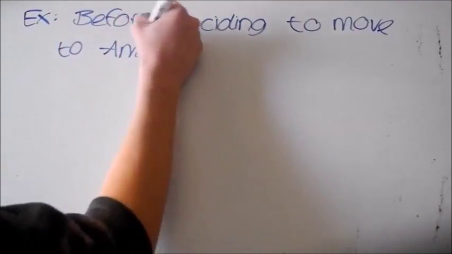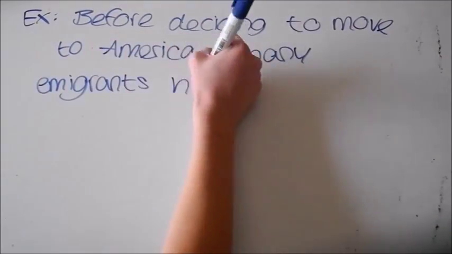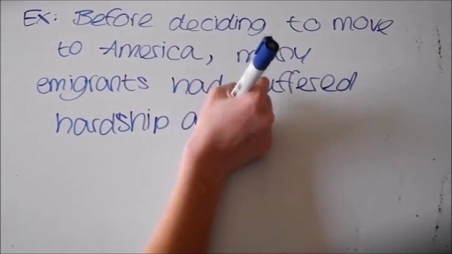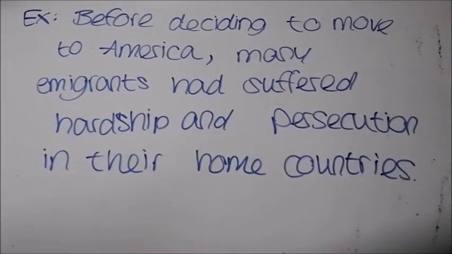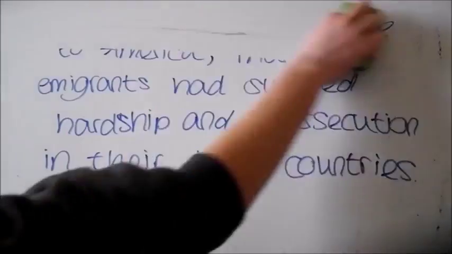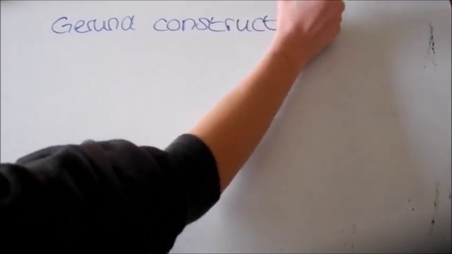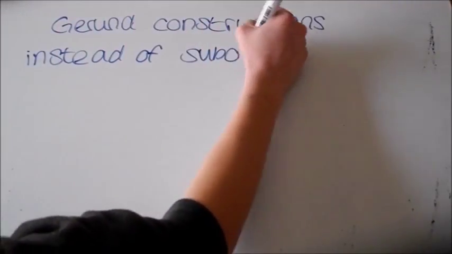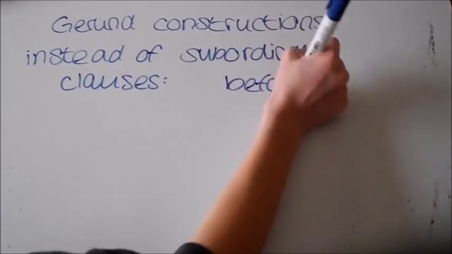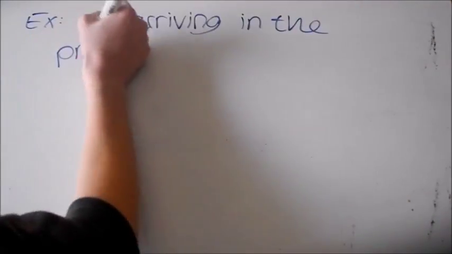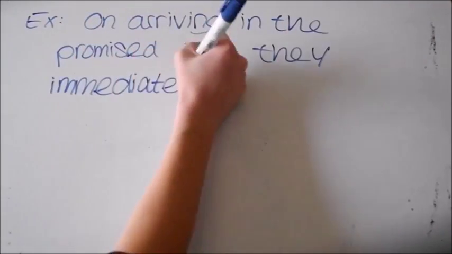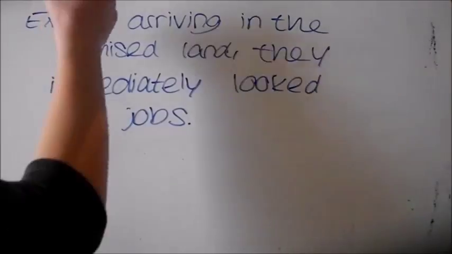For example, before deciding to move to America, many immigrants had suffered hardship and persecution in their home countries. The gerund constructions can be used instead of subordinate clauses. Then it's before deciding, on arriving, and so on. One example: on arriving in the promised land, they immediately looked for jobs.